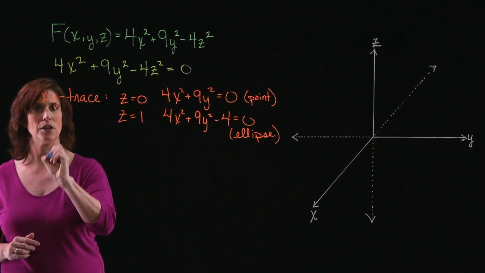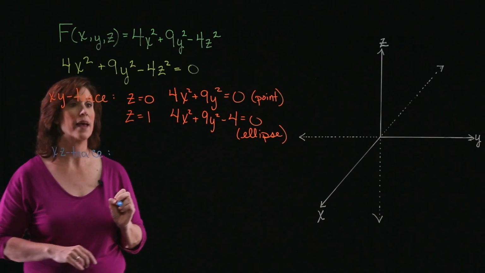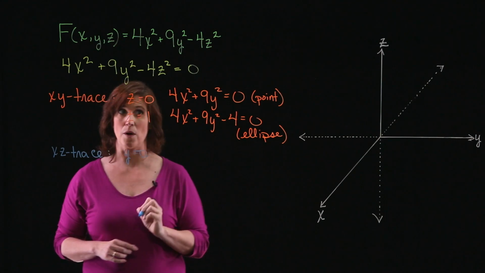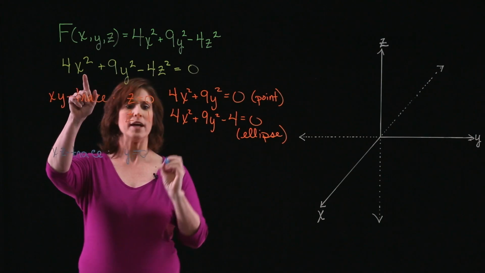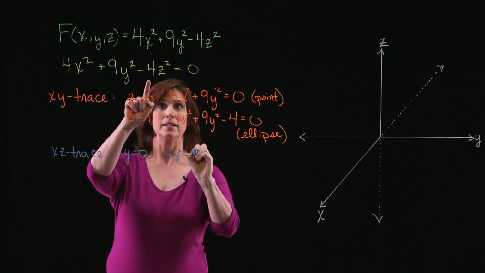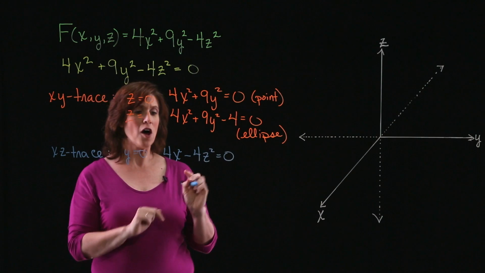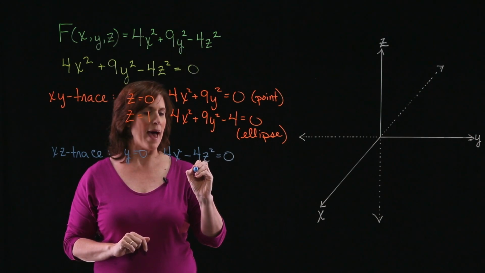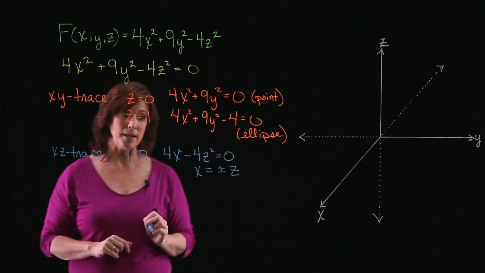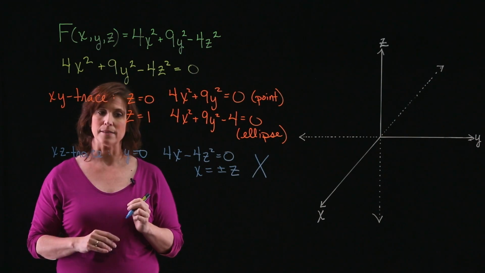This time, let's look at the xz trace. And again, there's several traces I can look at. Let's begin by letting y equal 0. If y equals 0, my equation is going to look like 4x squared plus 0 minus 4z squared equals 0. Now, if you solve this, we're going to end up with x being equal to plus or minus z. That's basically two lines that are crossed as an x.